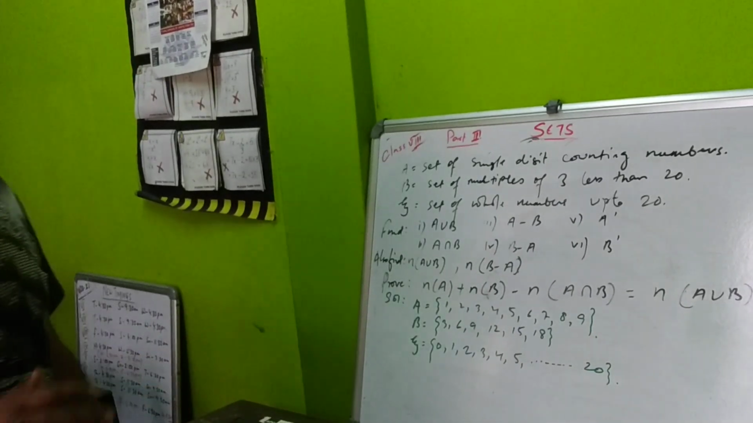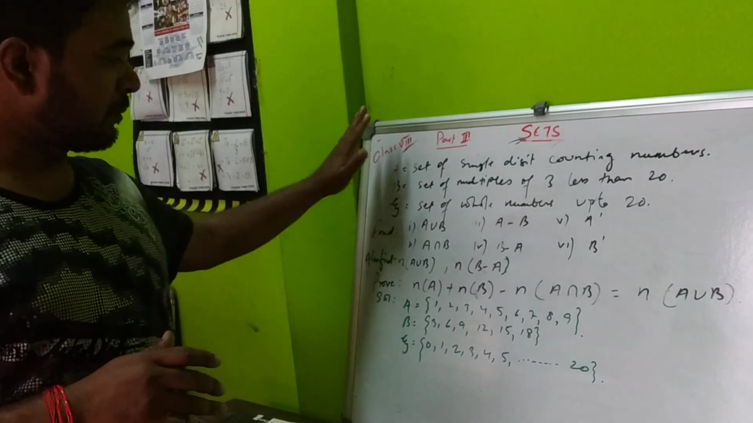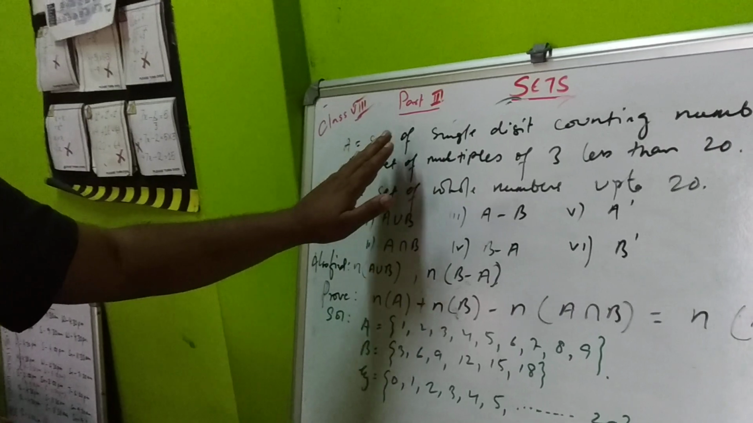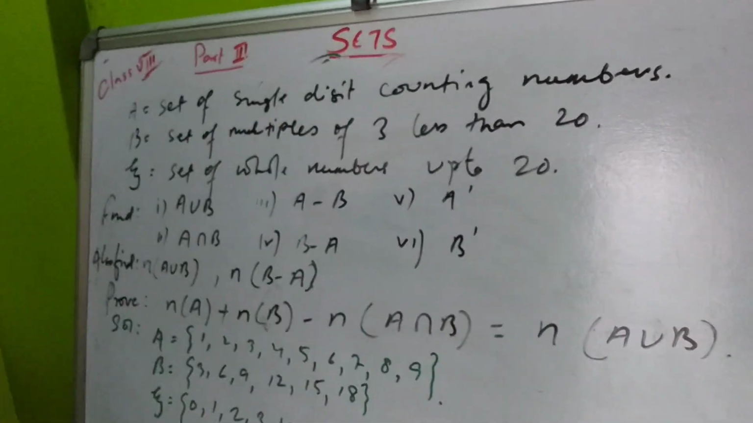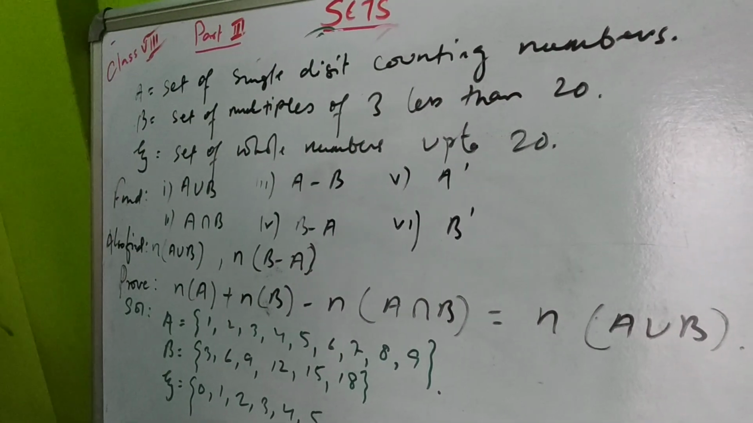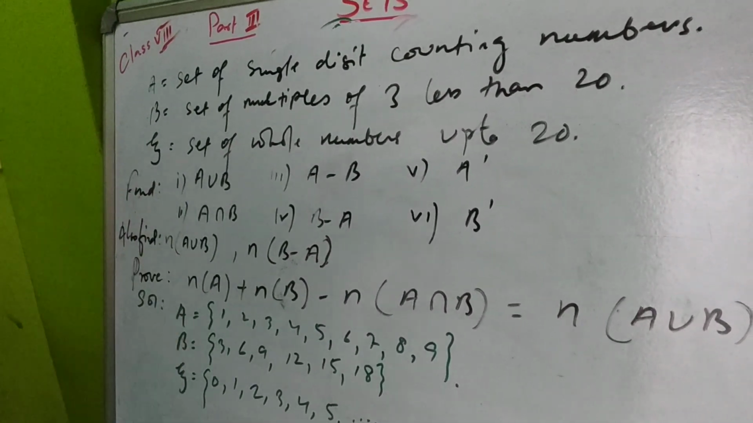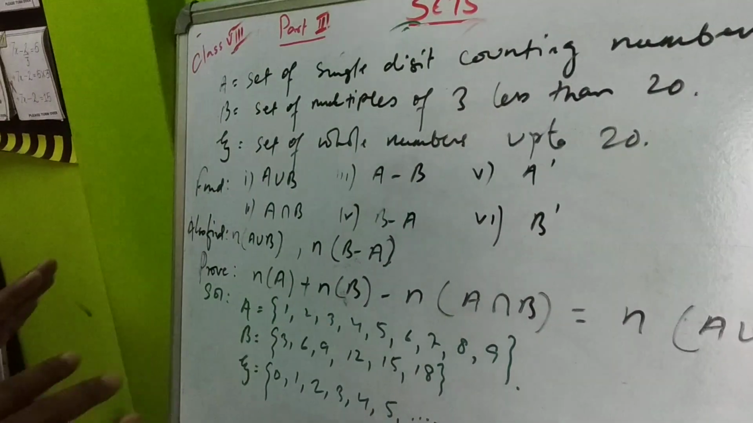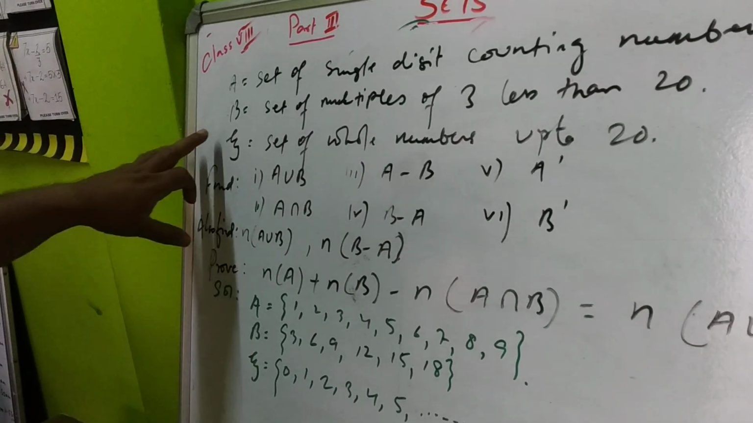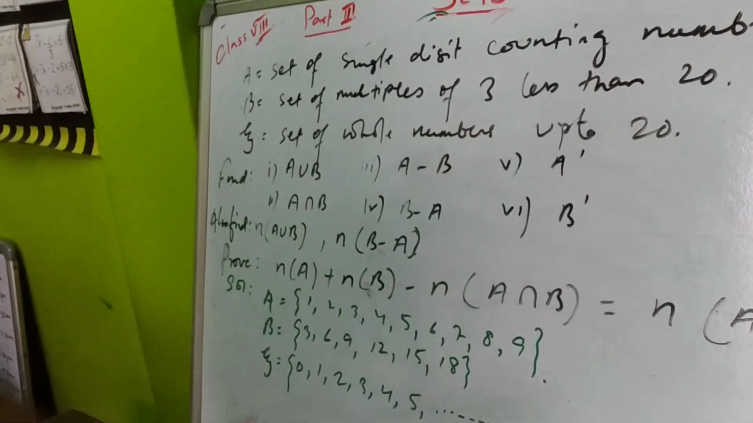Now in class 8, we come across questions like this. Just see here, set A is equal to the set of single digit counting numbers. Set B is equal to the set of multiples of 3 less than 20. And the universal set sets the boundary for the maximum number of elements for that particular question. So the universal set is the set of whole numbers up to 20.